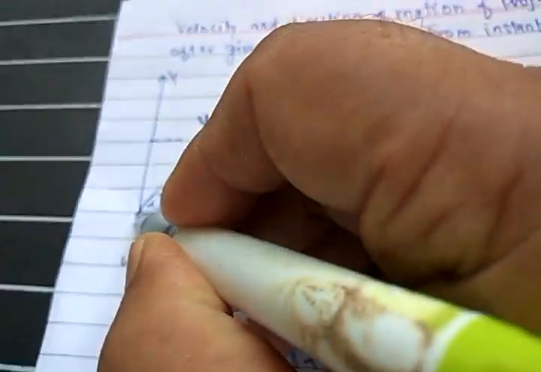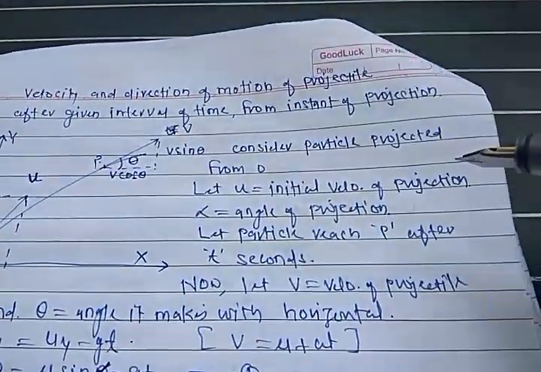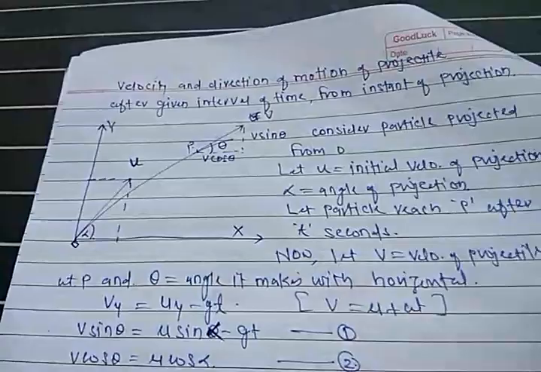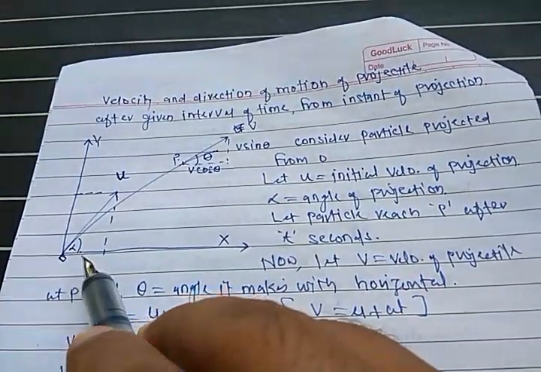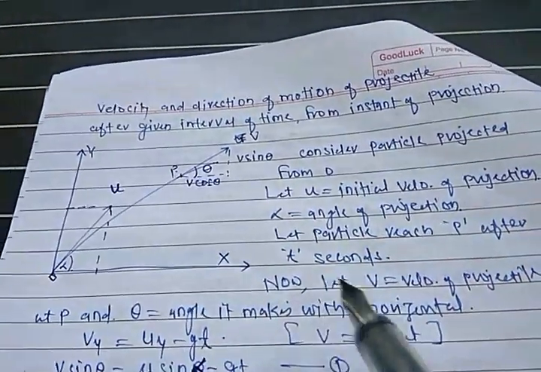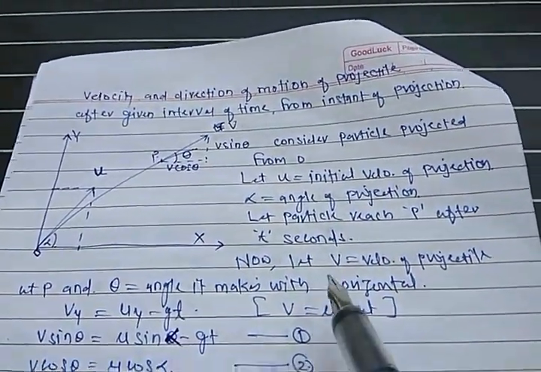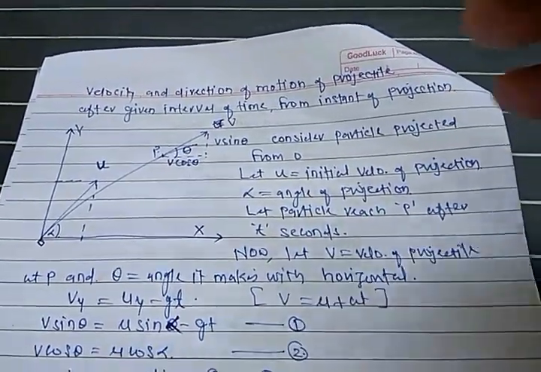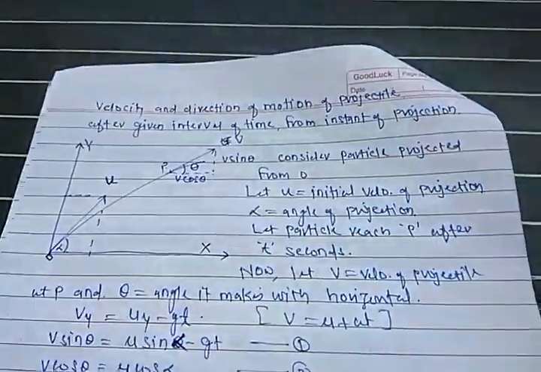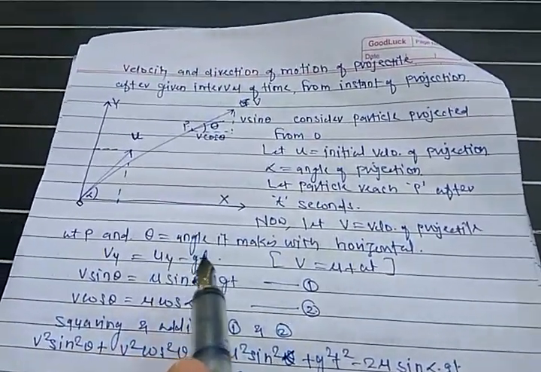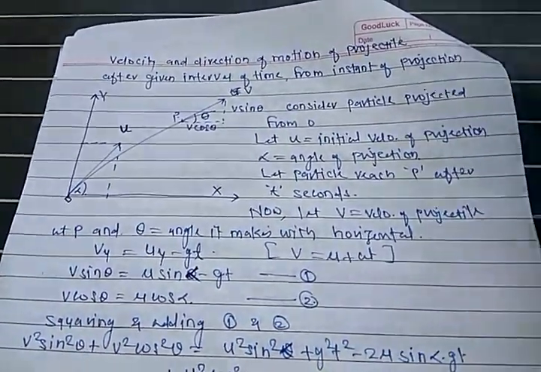So this is O. Let u be the initial velocity of projection. Let alpha be the angle of projection. Let the particle reach point P after time t seconds. Now let v be the velocity of the projectile at this point P, and theta is the angle it makes with the horizontal.